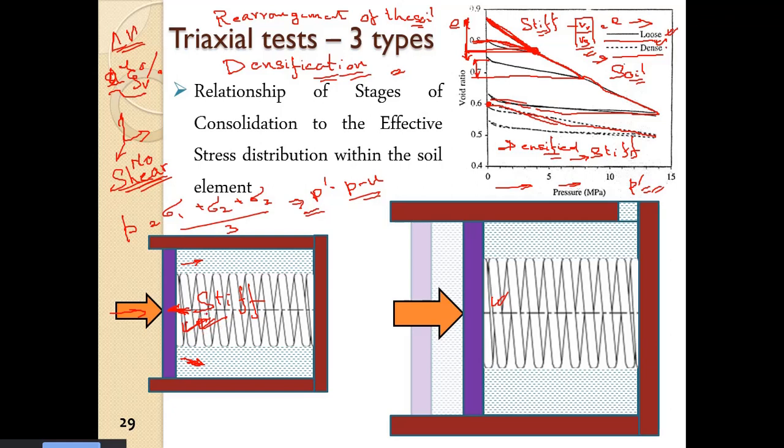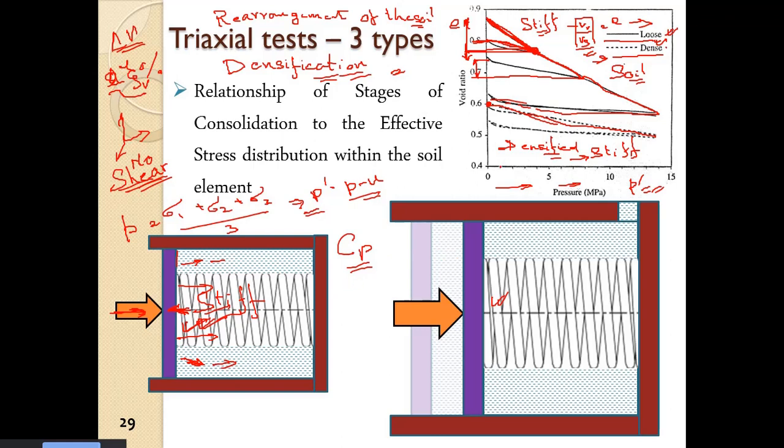The spring is so stiff that it does not allow even a small amount of compression to take place. If it does not allow that, the increase in the pore water pressure will now be lower, and the majority of the load which is being applied will be taken up by the soil skeleton. We will see how it develops in the coming slides.